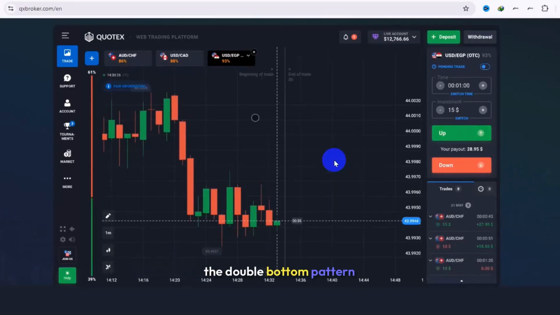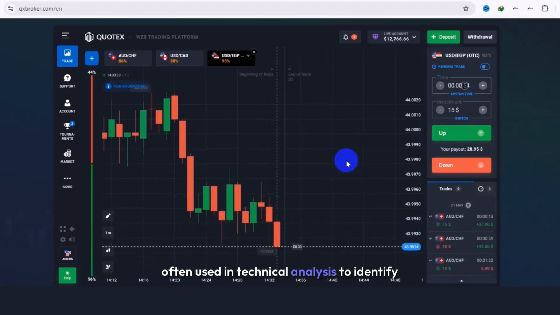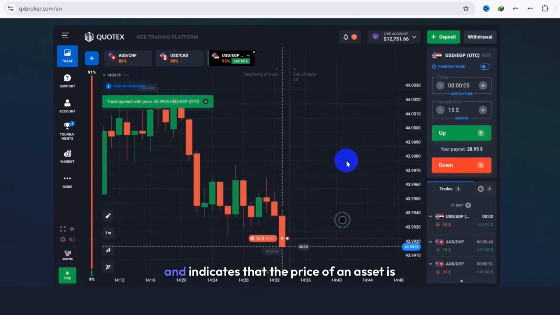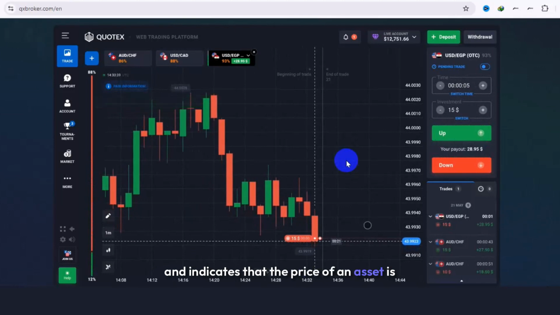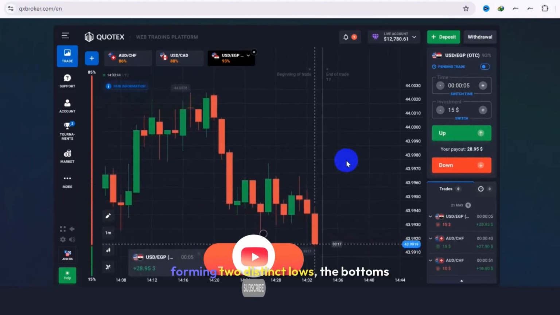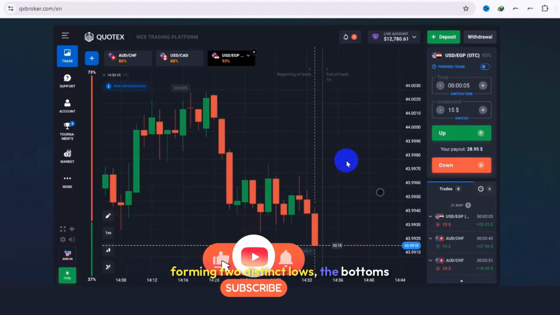The double bottom pattern is a bullish reversal pattern often used in technical analysis to identify potential trend reversals in financial markets. It resembles the letter W and indicates that the price of an asset is finding support at a particular level, forming two distinct lows, the bottoms, before moving higher.